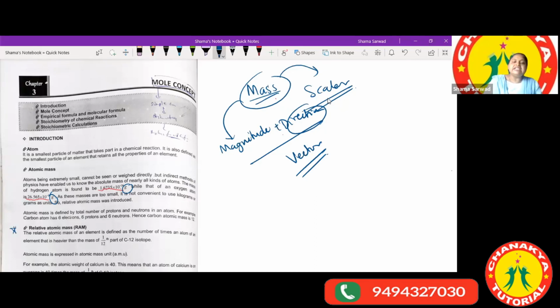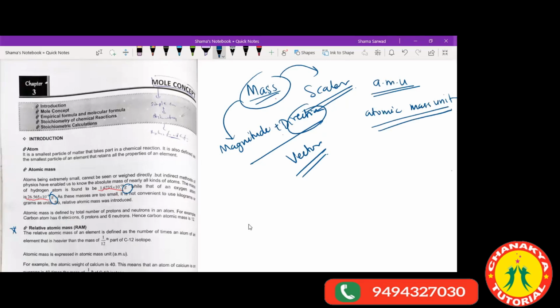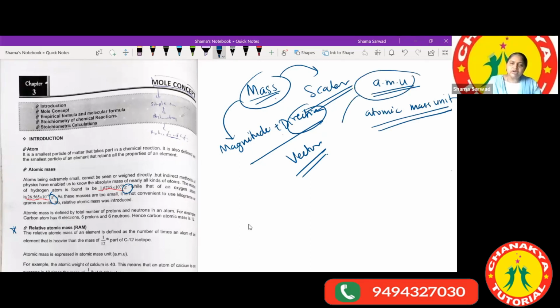The unit which you use to measure that is the AMU. What is the AMU? Atomic mass unit. Earlier the name was AMU, and nowadays we call it the unified mass unit. Okay? Understood?